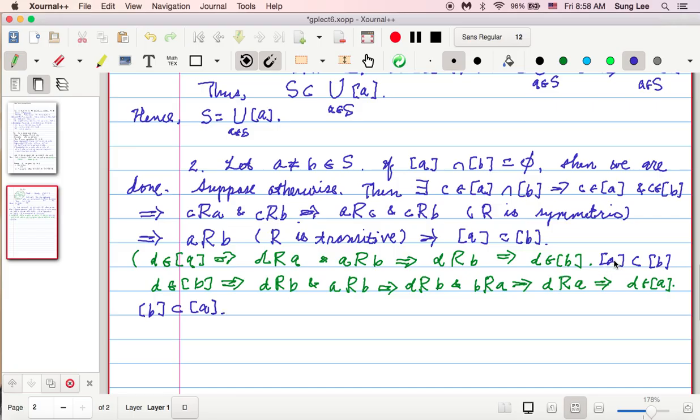Therefore, the class of A is a subset of the class of B, and the class of B is a subset of the class of A. That means what? The two sets are the same, so we are done. So now what was maybe less convincing has turned into very convincing.